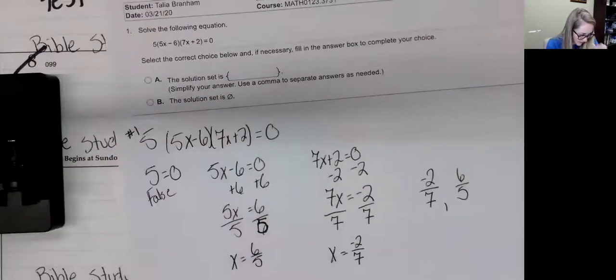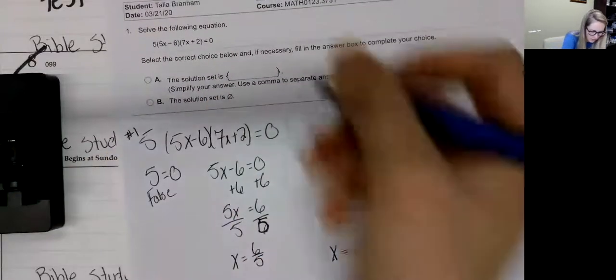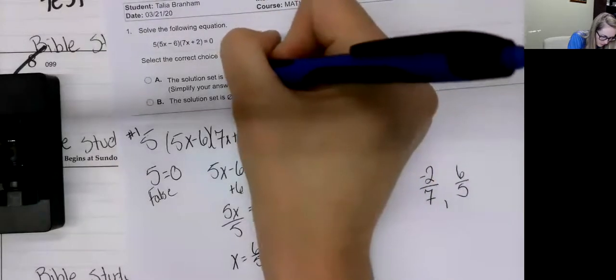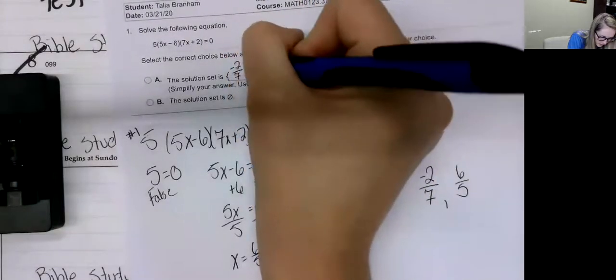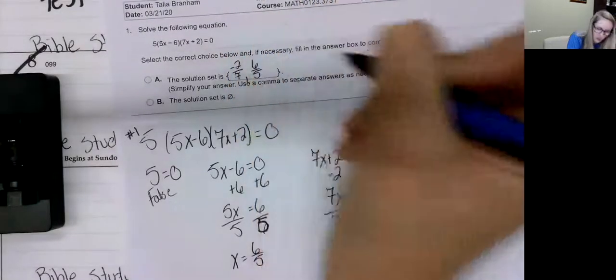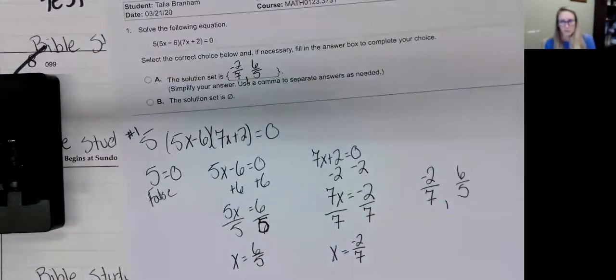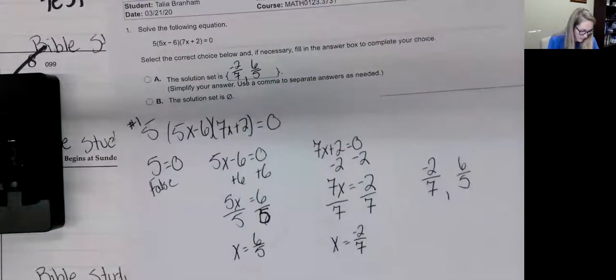And let's see how they want us to do it. They give us the little bracket things, so we're going to just type in both of these. So -2/7, comma, 6/5. Do not forget the comma. Comma is very, very important.